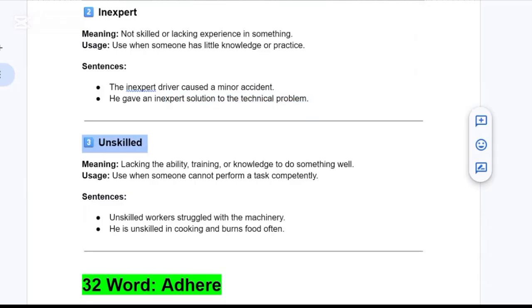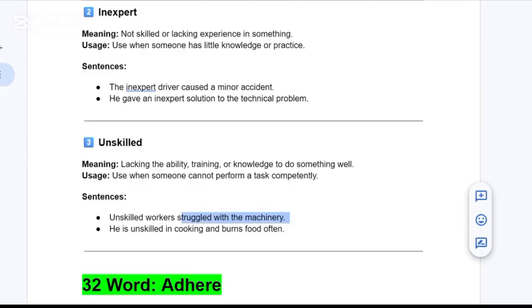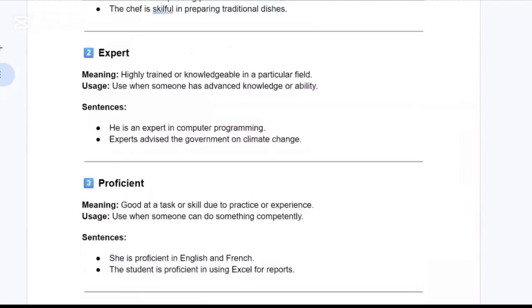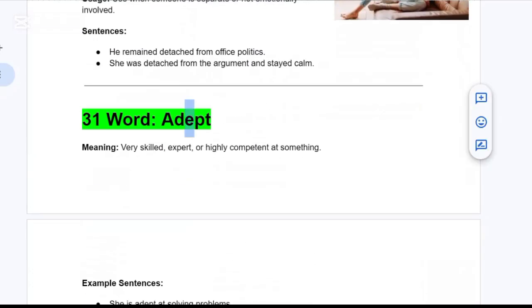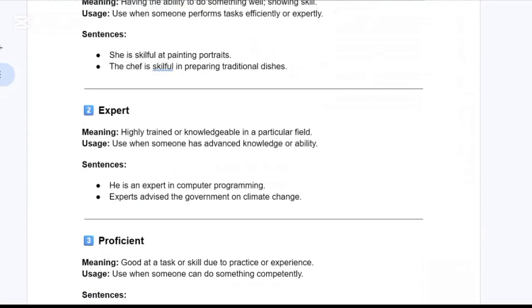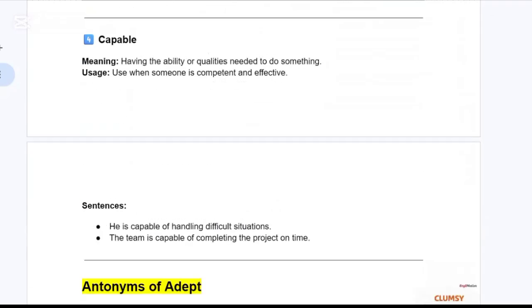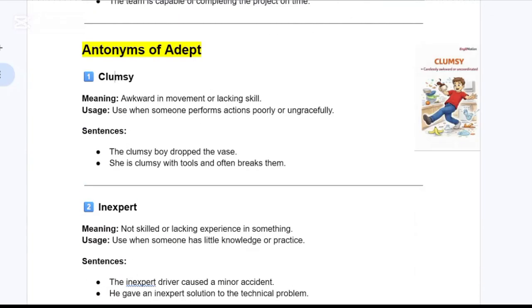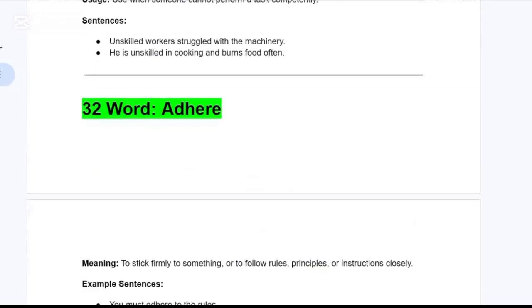Unskilled: lacking the ability, training, or knowledge to do something well. Used when someone cannot perform a task competently. Unskilled workers struggled with the machinery. He is unskilled in cooking and burns food often. 31st word is adept. Synonyms are skillful, expert, proficient, capable. Antonyms are clumsy, inexpert, unskilled.